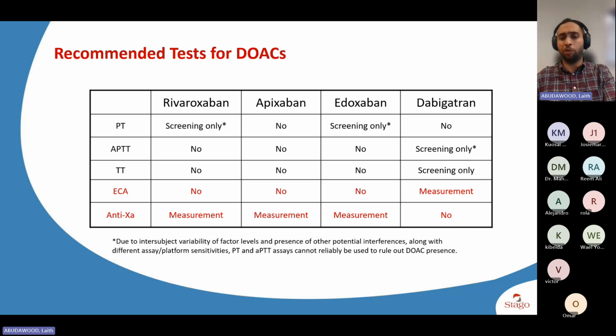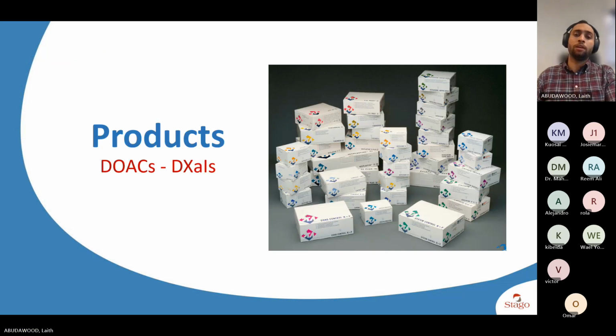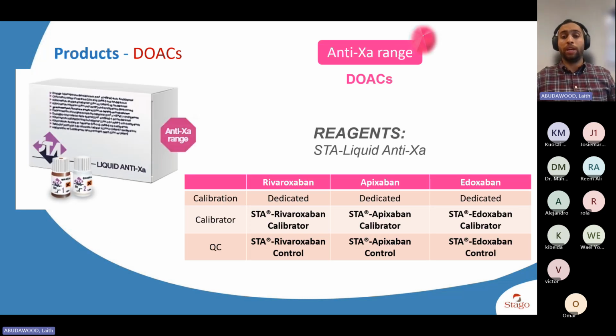Of course, for measurement of the dabigatran, we have again the Ecarin chromogenic assay. For the rest, the direct Xa inhibitors, we have the anti-Xa kit, which are chromogenic assays. Now again, on the product side itself, for DOACs, we have a calibrator and a QC dedicated for each of these drugs. So we have a calibrator and QC for rivaroxaban, for apixaban, and for edoxaban. Each of them is a separate kit.